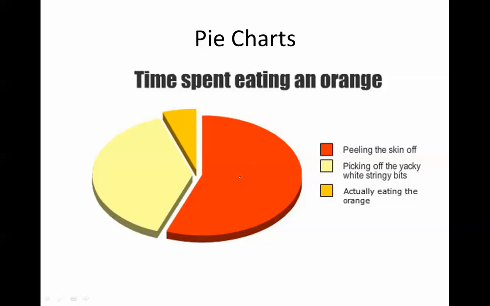So this again is showing percentages. None of these times will overlap. You take the skin off, then you do the white stuff, and then you do the eating. You probably don't do more than one of those things at the same time. And so no overlapping, it's parts of the whole.